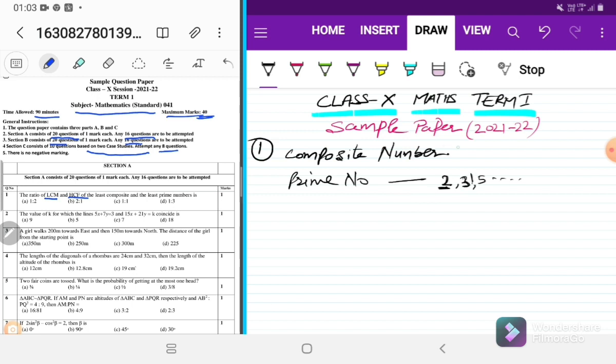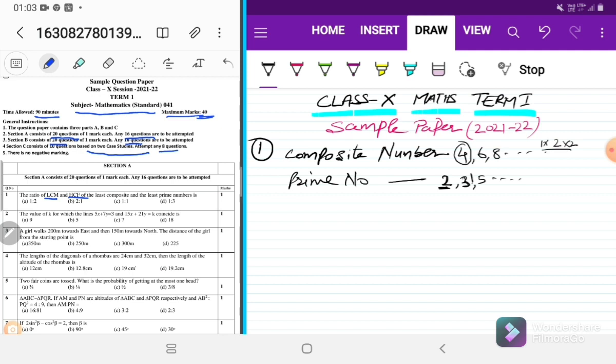It's 4. So 4 is a composite number. We'll start from 4, then 6, then 5 is prime, 6, 7 is prime, then 8. Like that you can write. If I write the factors of 4, the factors of 4 will be 1, 2 and 2. 2 twos are 4, right? So it has more than two factors. That's why it is a composite number.